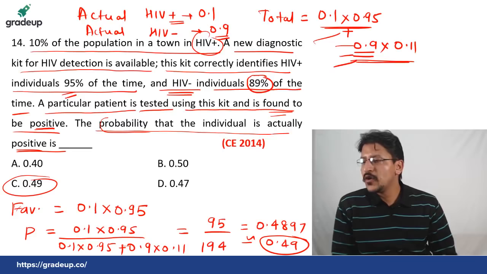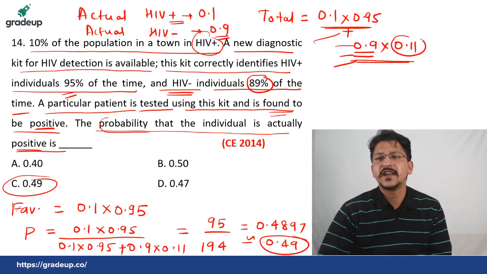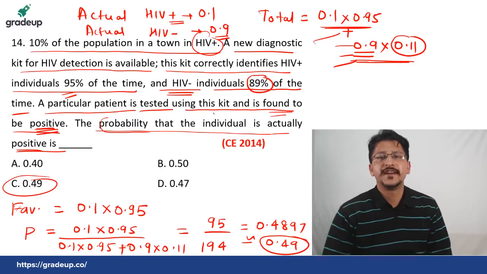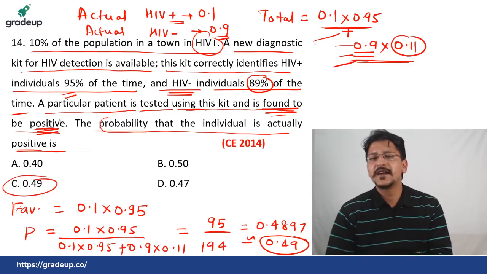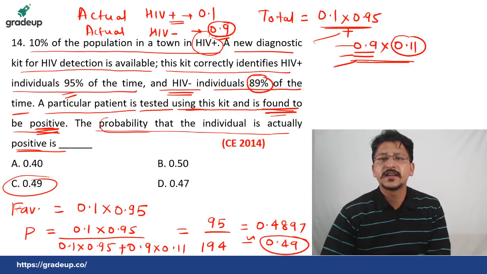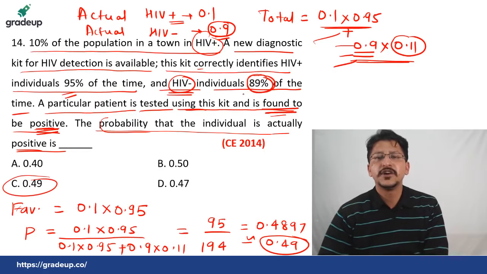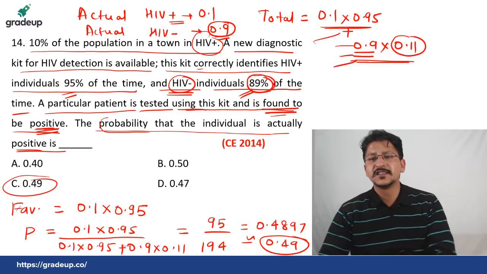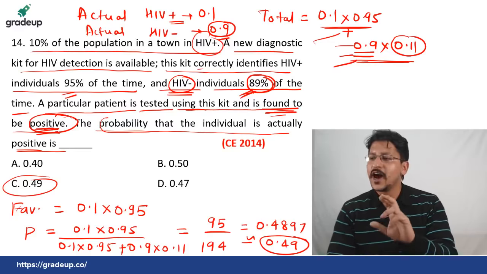Why is it 0.11, not 0.89? It is 0.11 because we are considering the cases for which the person is detected positive. When the person is HIV negative, the machine gives 89% as the right result, but we are not considering the right result because it is saying that he is found positive. So how can he be found positive?